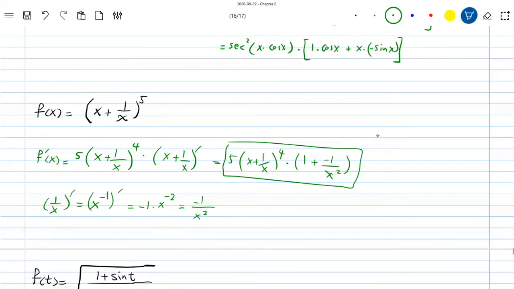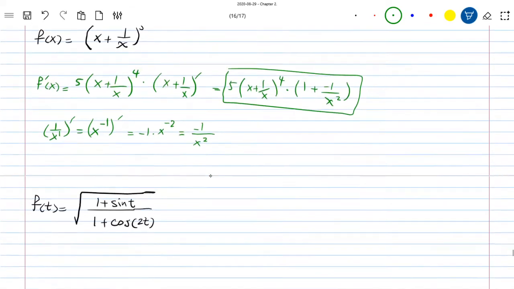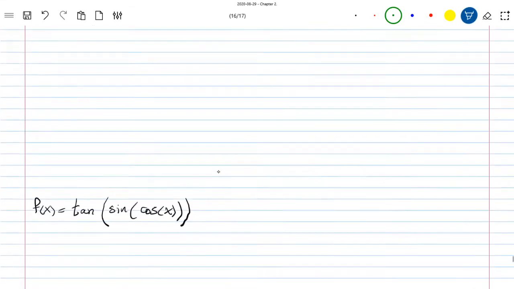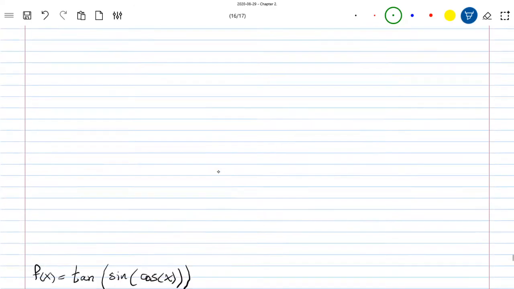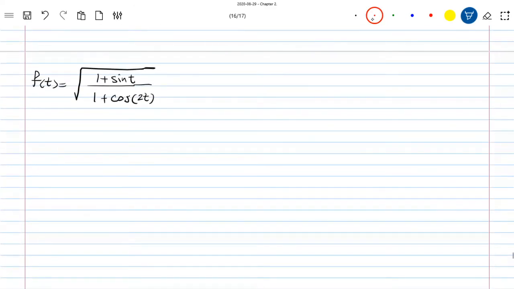Okay, you can always try to write the derivative separately, then combine the result, but make sure that you do it correctly. Okay, here's one more. Actually, two more. Yeah, these ones look maybe more complicated and need more work, but it's exactly the same procedure. First, you write this in terms of power so you can take the derivative. 1 plus sine t divided by 1 plus cosine 2t, to the power 1/2. Now I can take the derivative.